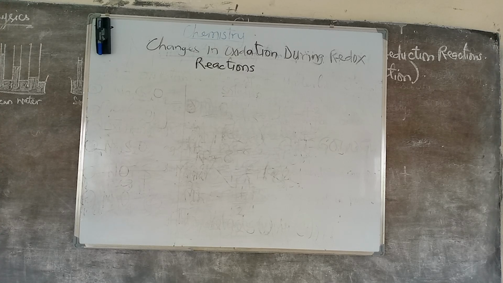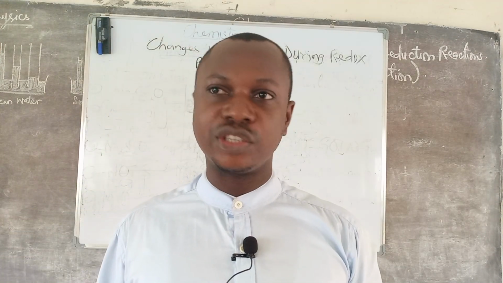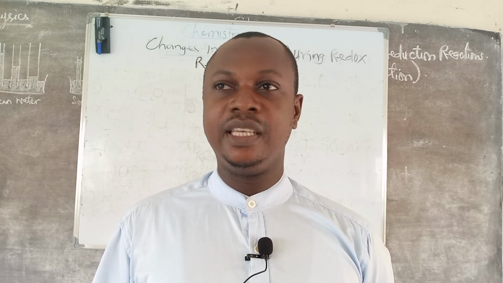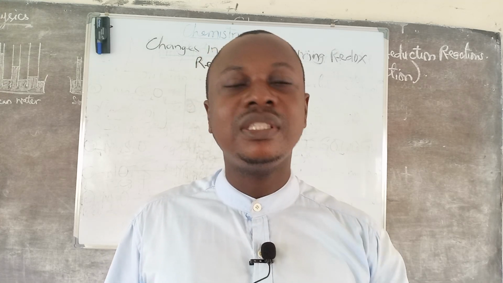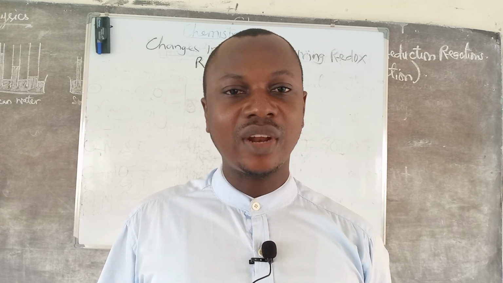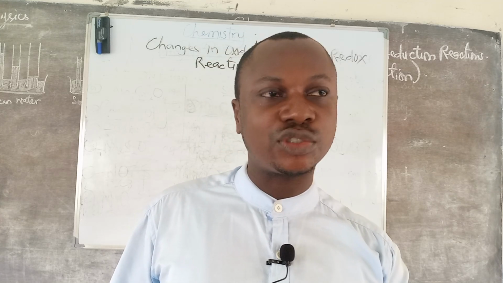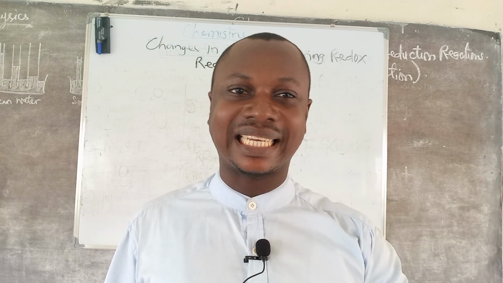Changes in oxidation number during redox reaction. Don't forget that during the process of oxidation, a substance loses electrons and it is oxidized. It means that if a substance is oxidized, it loses electrons. On the other hand, during the process of reduction, a substance gains electrons, and as such, the oxidation number of that element is decreased.